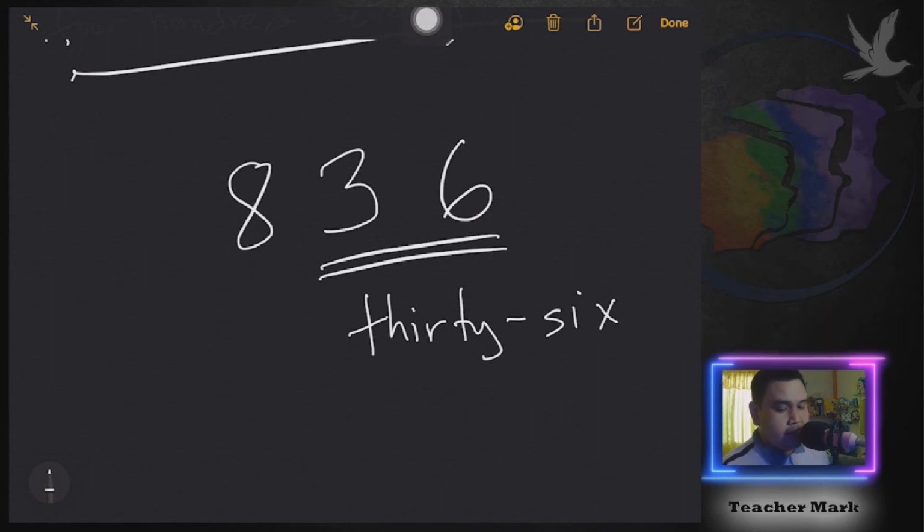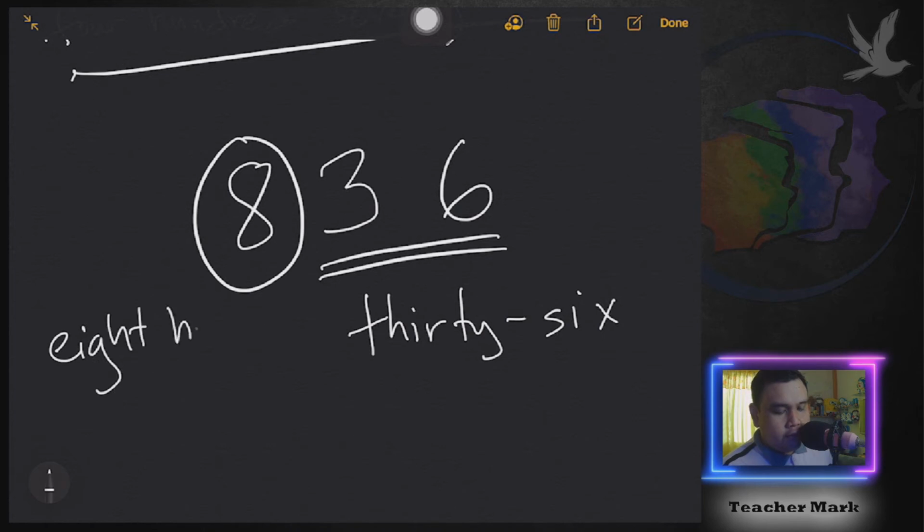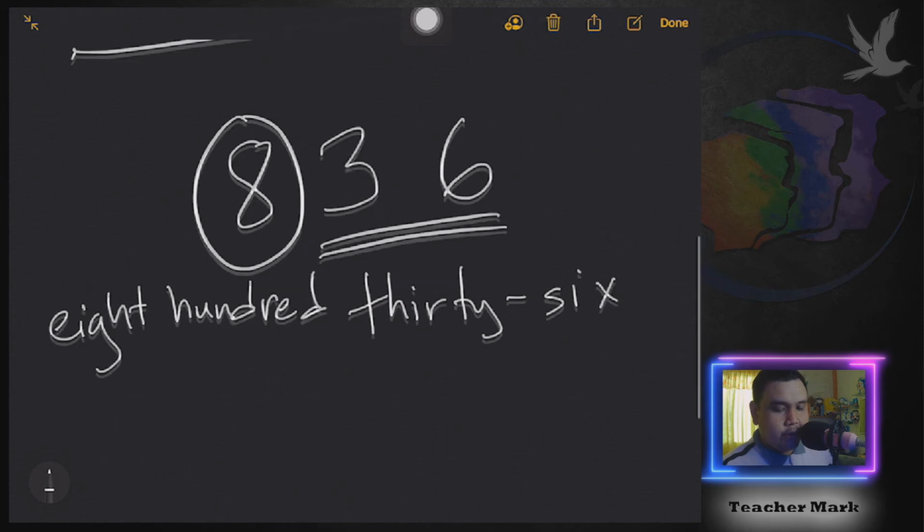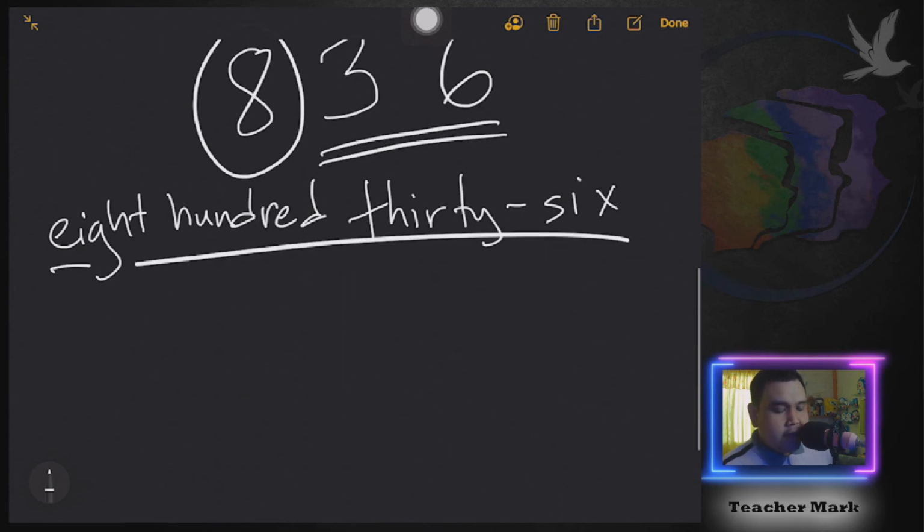And for the 8, we know that 8 is in the hundreds place again. So since it's in the hundreds place, all you have to do is to read it as 800. So to read the number entirely, that's 836. So that's basically how you write the given number. Okay?